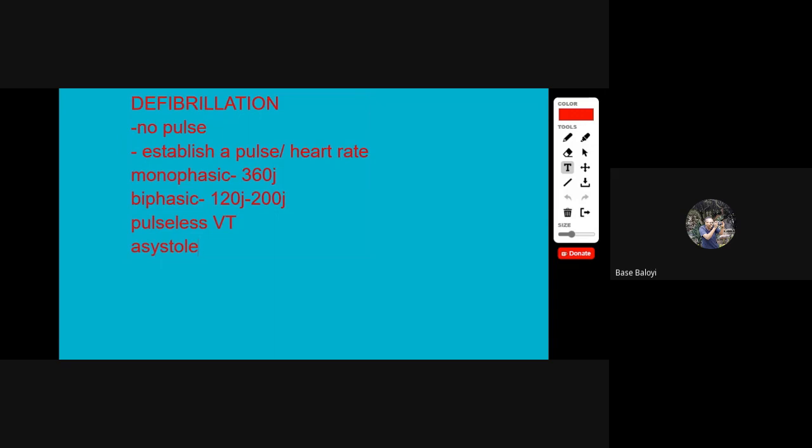So just to summarize, ladies and gentlemen, like I stated, your cardioversion, your patient has a pulse. Defibrillation, there is no pulse. Cardioversion, you want to correct the abnormal rhythm. Defibrillation, you want to establish the heart rate. The joules that you use in your cardioversion, it's from 50 to 200 joules. The joules that you use in your defibrillation, remember there are two kinds: monophasic, you use 360 joules; biphasic, you start from 120 joules to 200 joules. I hope that is clear.